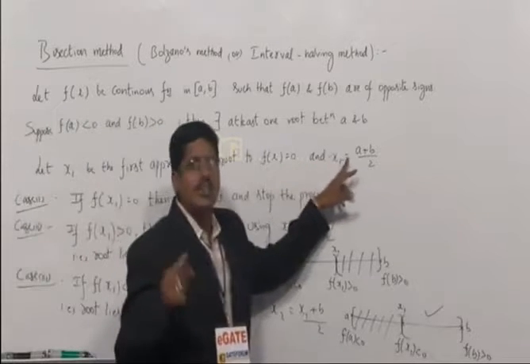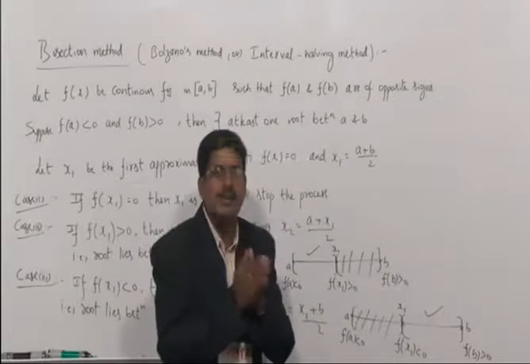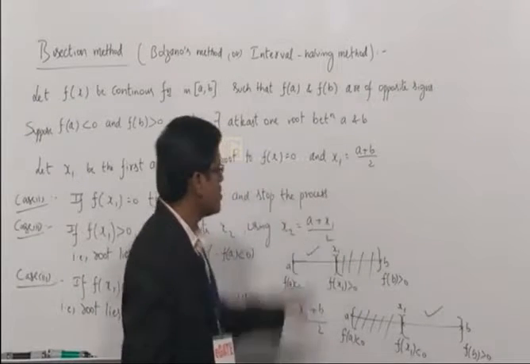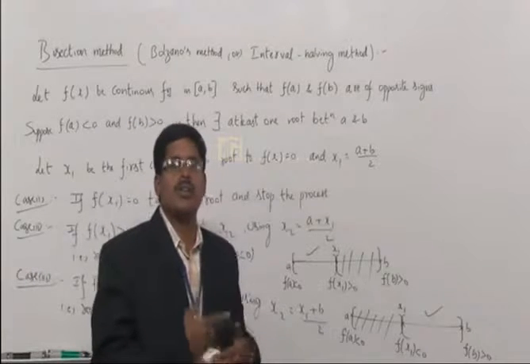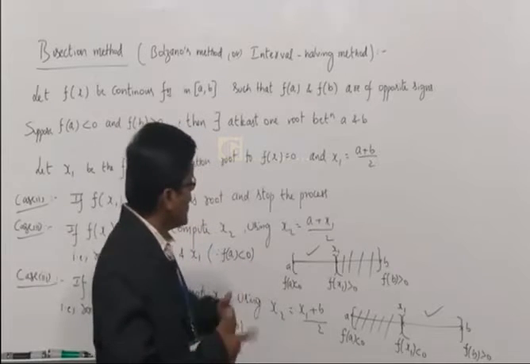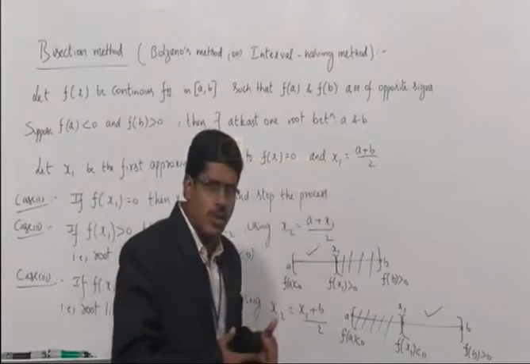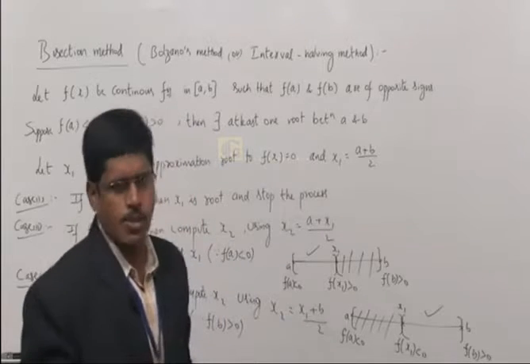How to find x1? Because I said this method is bisection, that is the midpoint method, x1 is (a plus b) by 2. This is your first x1 value. By finding all these one by one, x1, x2 and so on, you will be getting one by one x values. Okay, where do you stop? I will tell you the procedure.